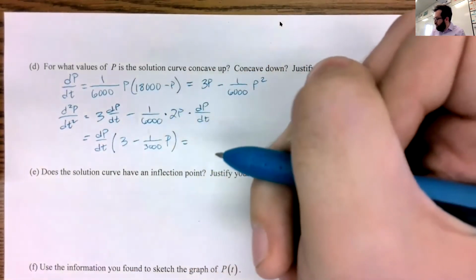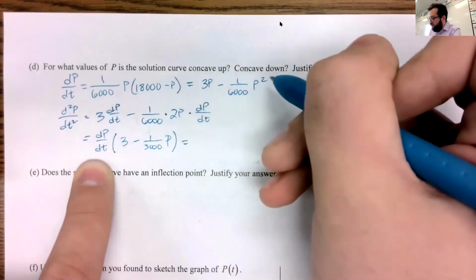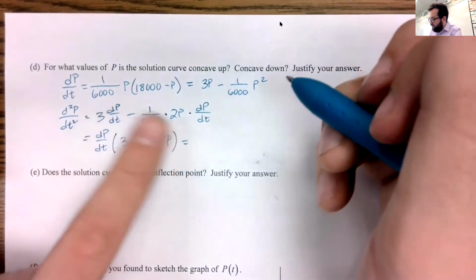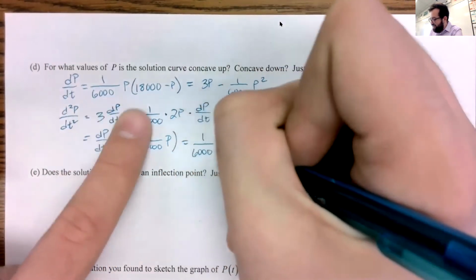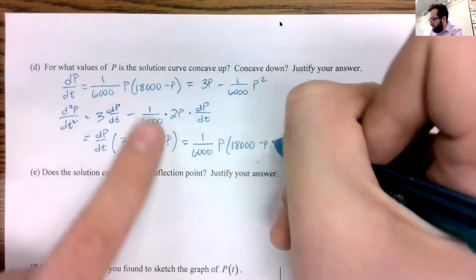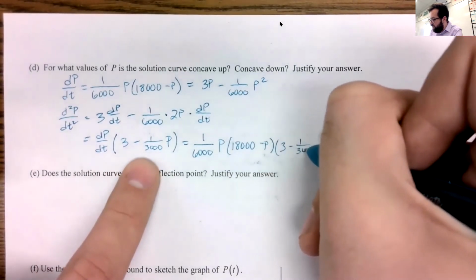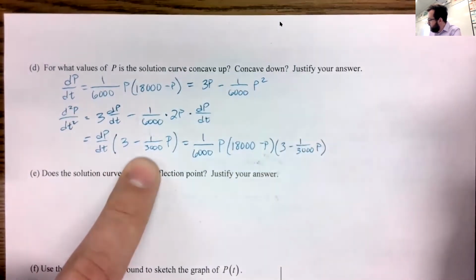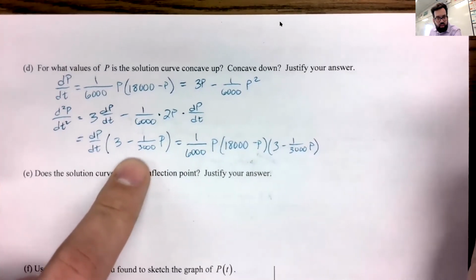In other words, we know what dp dt is. We just had it up here. So I'm going to just list this whole thing. So dp dt is 1 over 6,000 P times 18,000 minus P times this 3 minus 1 over 3,000 P. Okay, so that's how we're going to start.